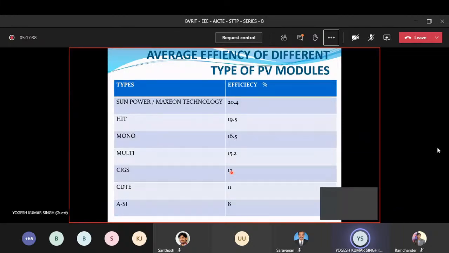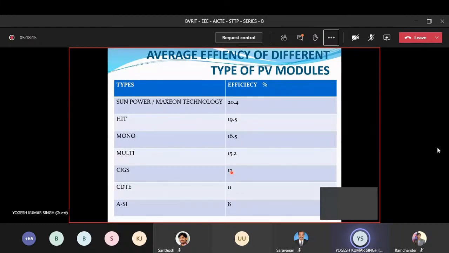How can you decide it for the module? Your module is not working 365 days and 24 hours, so that's why we use the performance ratio, and the performance ratio value will be around 0.7 to 0.9, meaning 70% to 90%. So what is the meaning of 70%? It means that 70% of the area will be covered, and the 30% will go to loss. We have already defined the different types of losses that happen there.